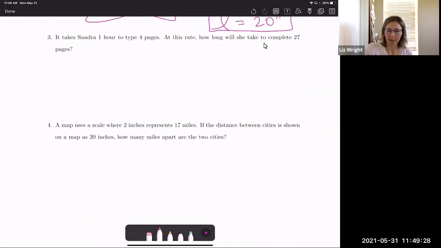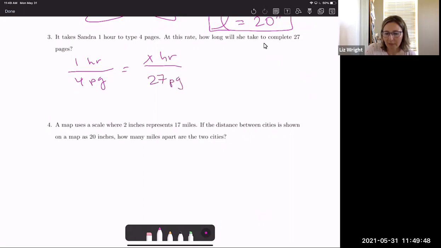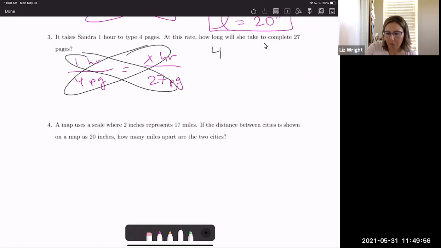All right, let's talk about number 3. It takes Sandra 1 hour, so I'm going to write this down, 1 hour to type 4 pages. At this rate, how long will she take? So how long, that's how much time. How long will it take her to complete 27 pages? Well, I'm going to go ahead and cross multiply again. And I get 4x equals 27.